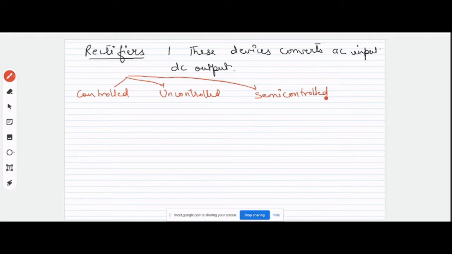Uncontrolled are those which are called uncontrolled. Sir, which use diodes. Yes, they are implemented using diodes, which are uncontrollable switches, right? How are they uncontrollable switches? As the diode gets forward biased, it starts conducting, and in reverse bias, it stops conducting. So it's an uncontrolled device. We cannot control its operation once it starts conducting.